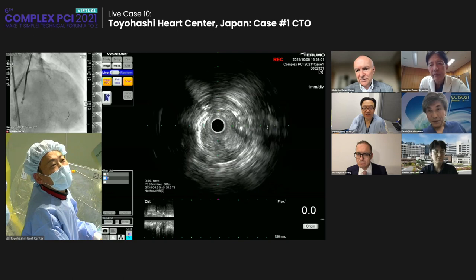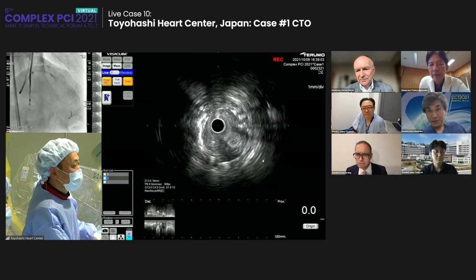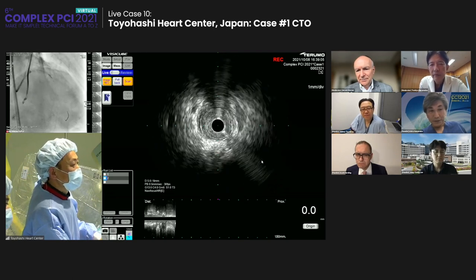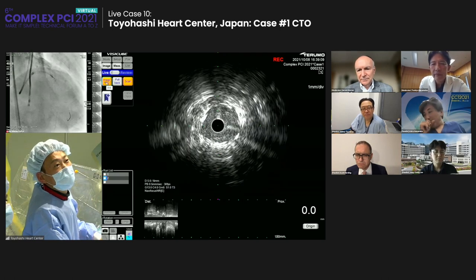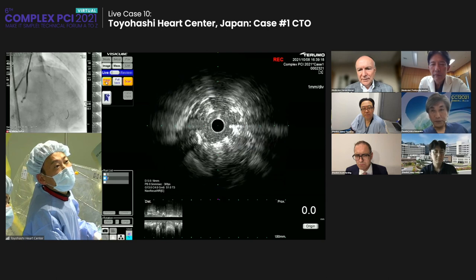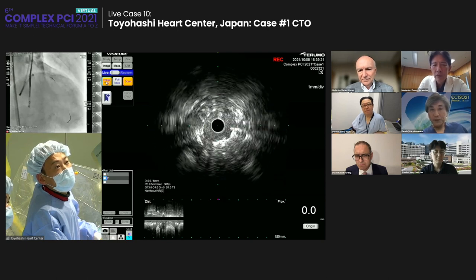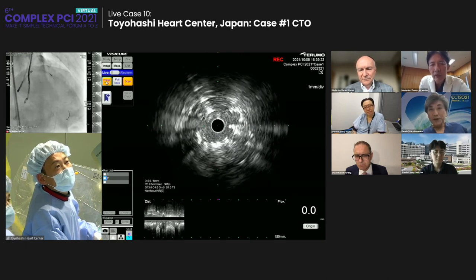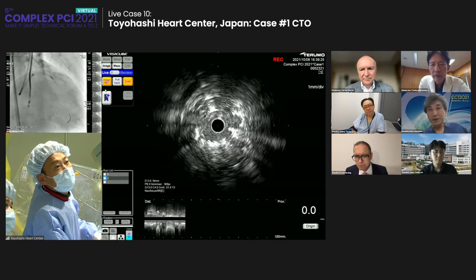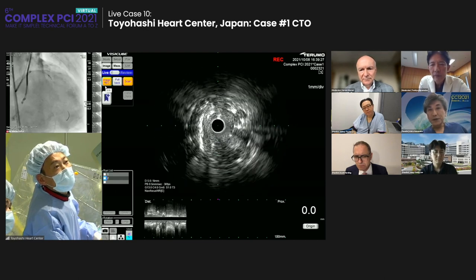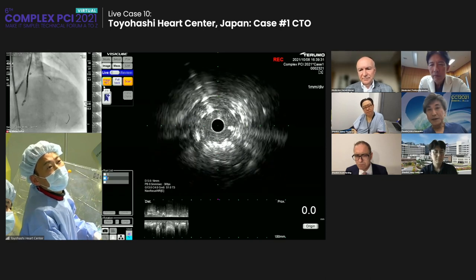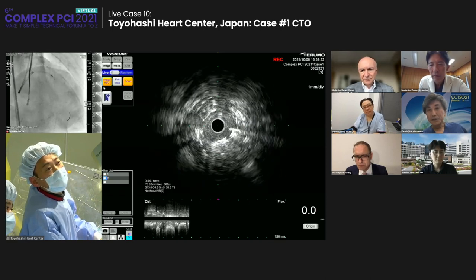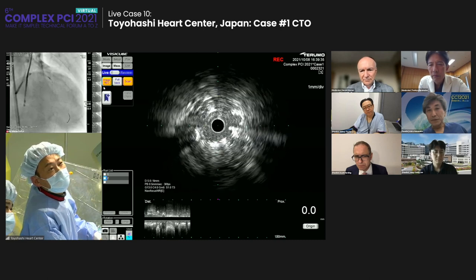So why is it not compressed by the stents? Yeah, I think that was a very big reason for the occlusion. Probably 9 o'clock is the septal. How about the 3 o'clock? Yes, this is the diagonal. Maybe the orifice of the diagonal. I think so. But we cannot see the distal information.